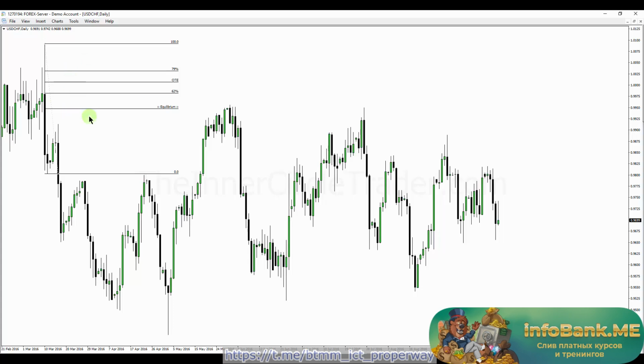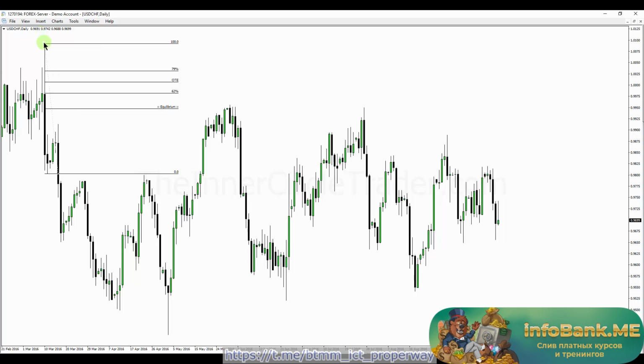Now, there are other disciplines out there, and other mentors and teachers will say that the 50% retracement level is a good level to trade at based on price swings. I don't agree with that. I understand that sometimes it's going to work, but what I want to do is sell at a market that's at a premium level.